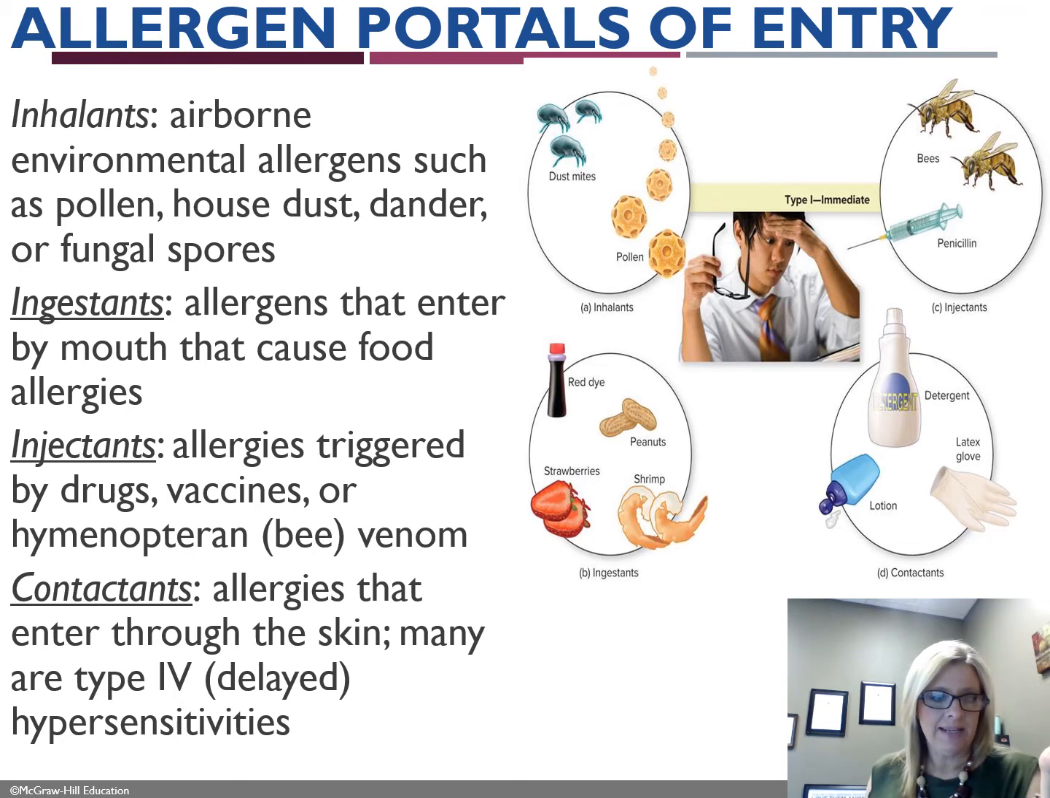Medications, vaccines, okay? And then a contact allergy is going to be like, one of my children was very allergic to laundry detergent. So that was a contact allergy. Anywhere on the skin, if we did not use the baby laundry detergent, we would have a horrible red, itchy, raised rash. Okay, very uncomfortable. So that's going to be a contact allergy, one that enters through the skin. Many of those are going to be a type 4 or delayed onset hypersensitivity.